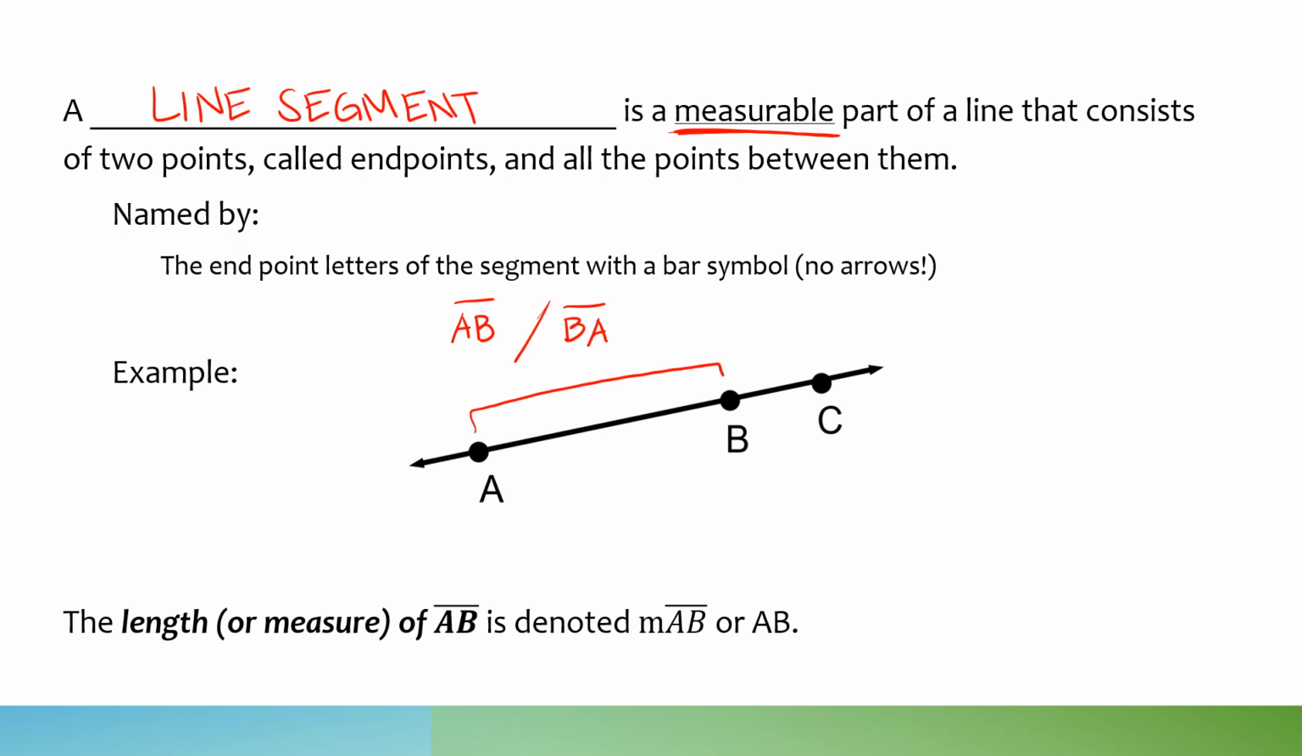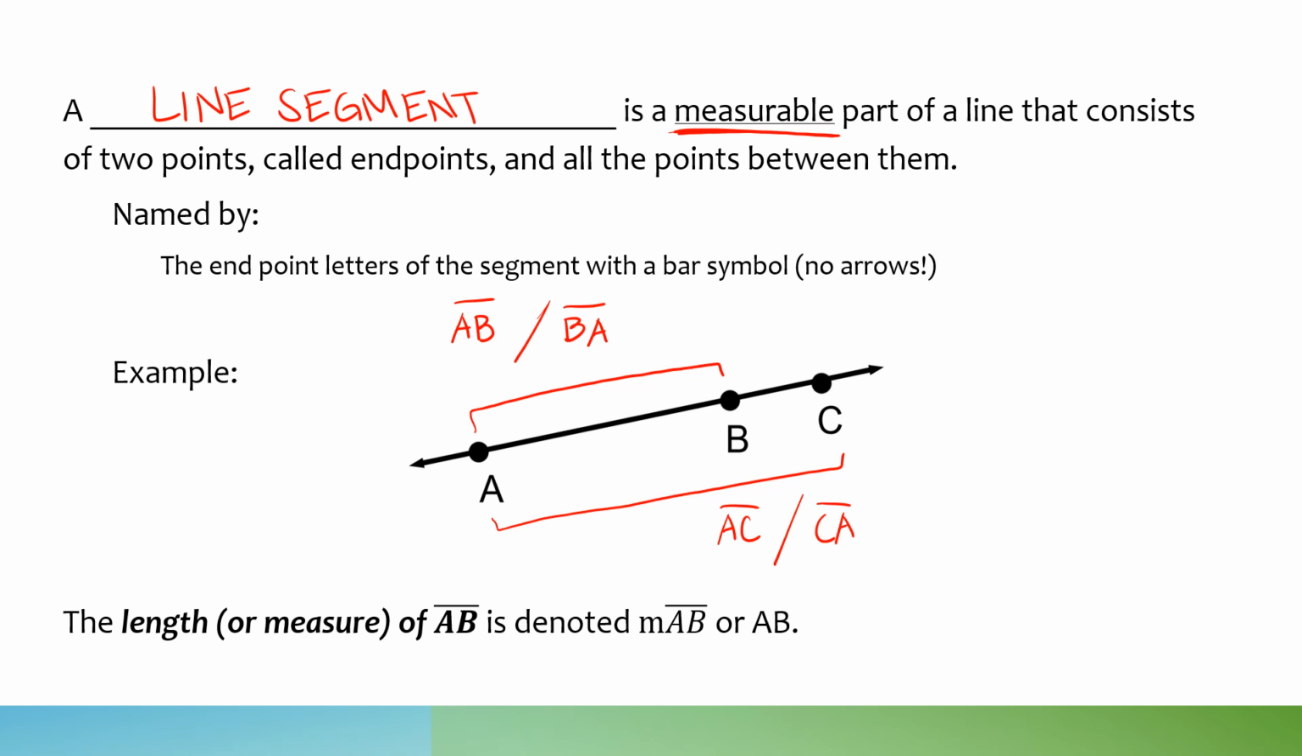Just want to call out also another segment we could name here would be all the way from A to C. Now, even though B is in the middle there, we would just name this segment AC or CA. B would not be involved at all in the name.